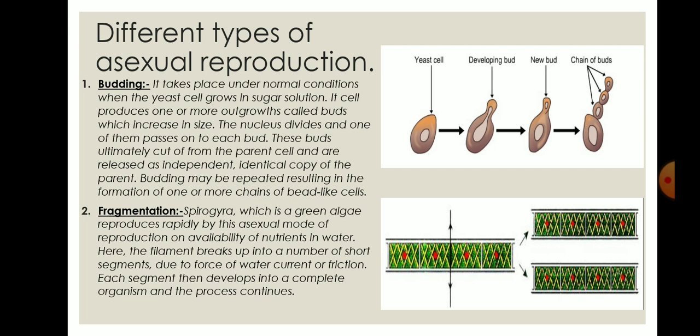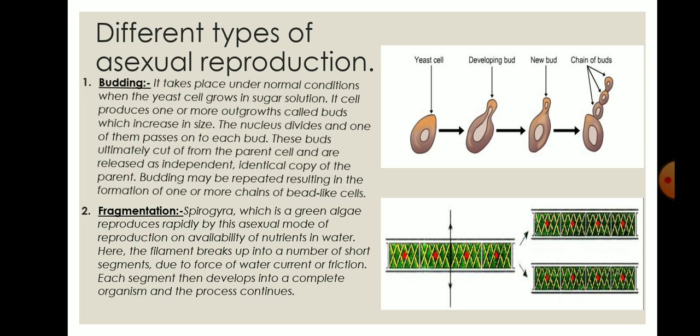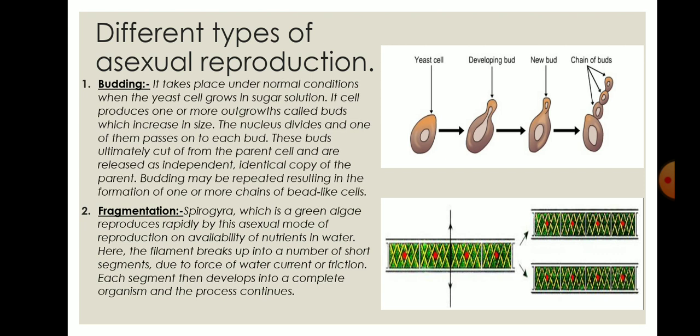Different types of asexual reproduction. Budding: it takes place under normal conditions when the yeast cell grows in sugar solution. Its cell produces one or more outgrowths called buds, which increase in size. The nucleus divides and one of them passes on to each bud. These buds ultimately cut off from the parent cell and are released as independent, identical copies of the parent.